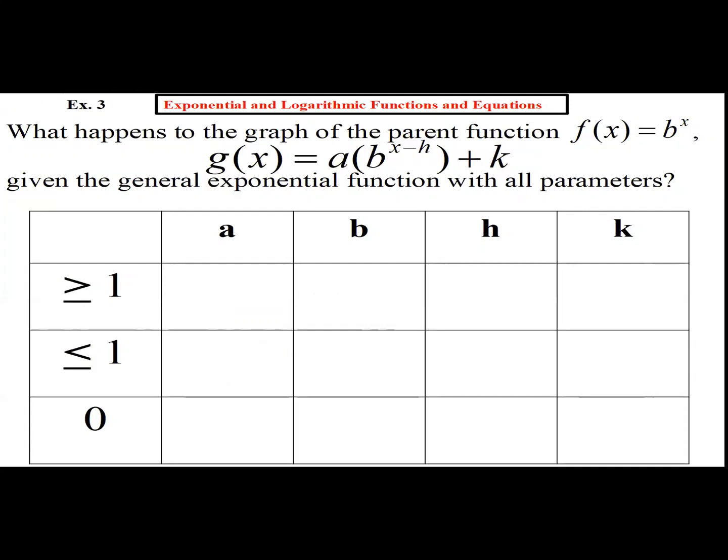So basically what you're going to do in Desmos, I included an activity where you move each lever like we did in semester 1 with some other functions. And you're going to answer the question, what happens when you move the lever for A when A's value is equal or greater than 1? And you're going to write here, it does this to the graph. If it's less than or equal to 1, it does this to the graph. If A is 0, then it does this to the graph. You're going to do that for each of the parameters.